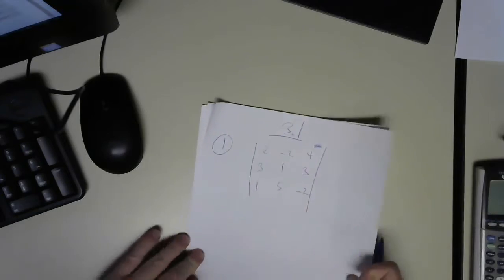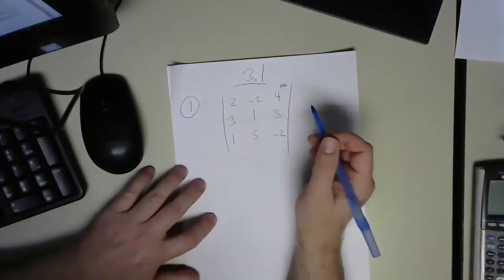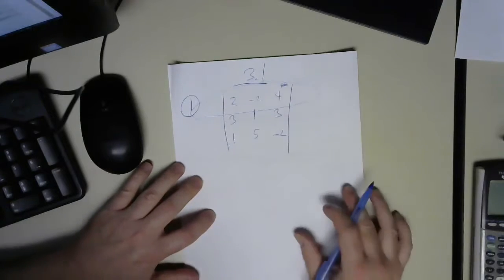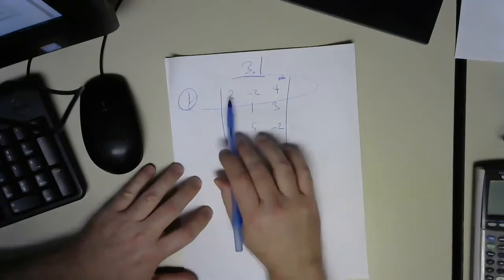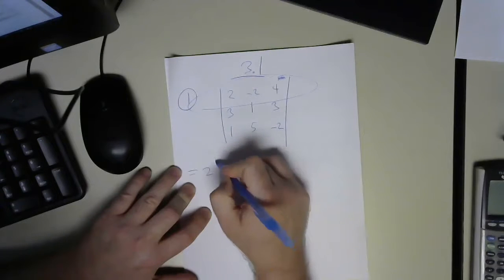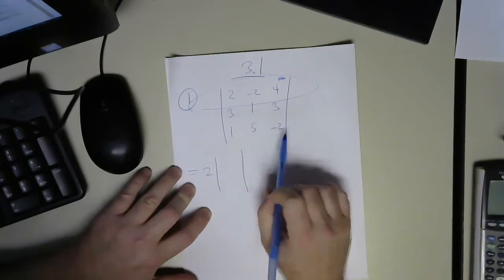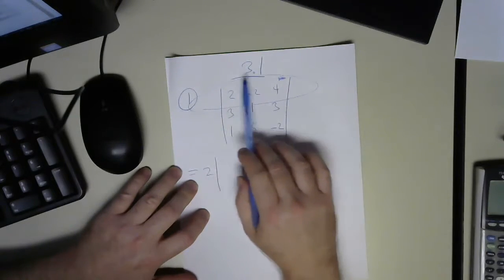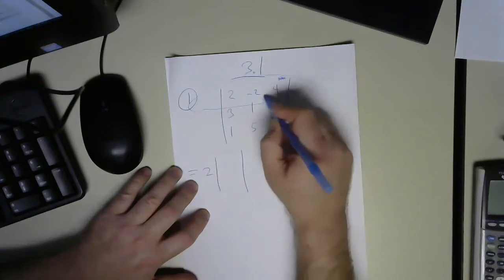A lot of you might have seen this technique before, but you can expand about any row or column, but they want us to expand about the first row in this case. So here's what you do. Write down the first element, and then you multiply it by the determinant that you get if you cross out everything in the first row and the first column. That'll give you this.